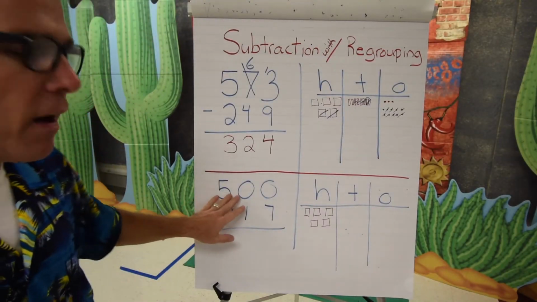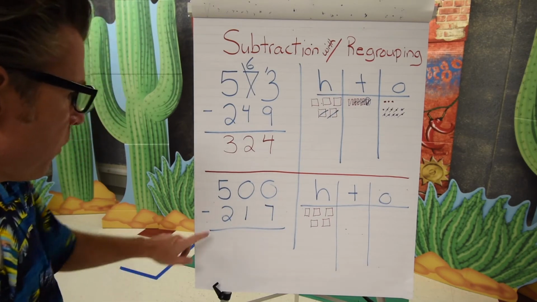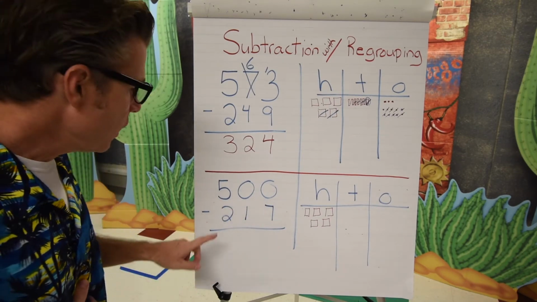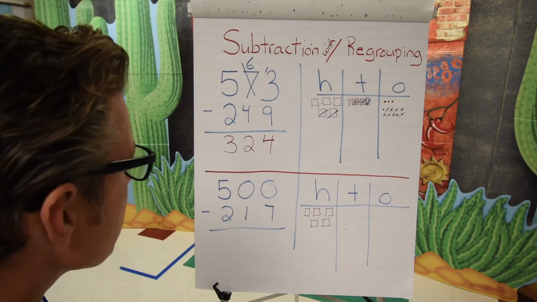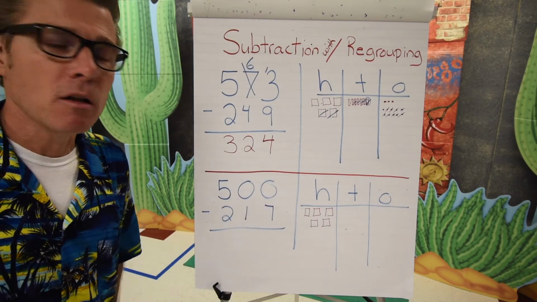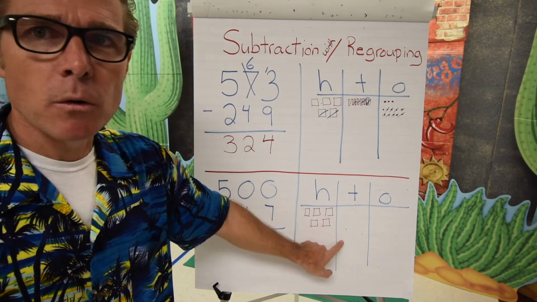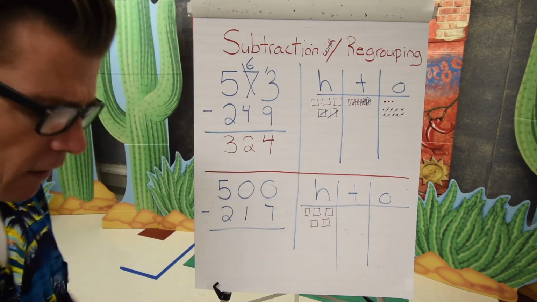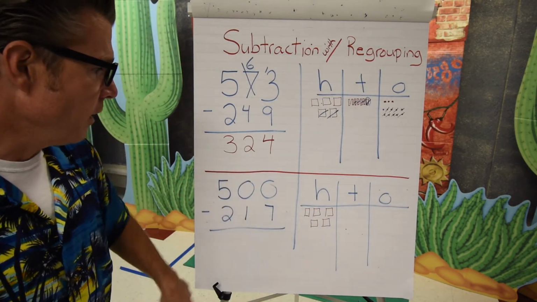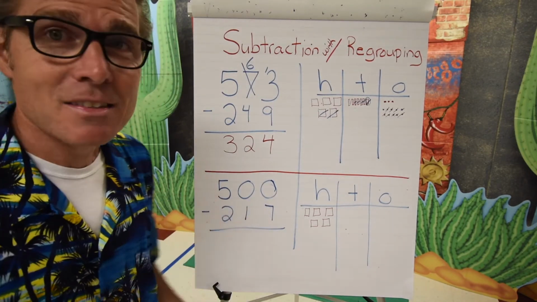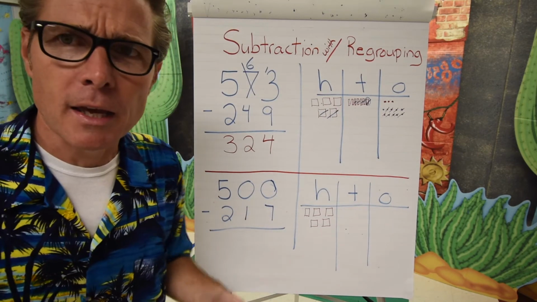That's really what's going on with regrouping, and let's take a look at one more before we go. This time we're going to take 500, and from that we're going to take away 217. So just like on my top problem, I broke this out. We have 5 in the hundreds place, 0 in the tens place, and 0 in the ones place. Start in the ones place with 0, and we're trying to take 7 away from 0, which you can't do.